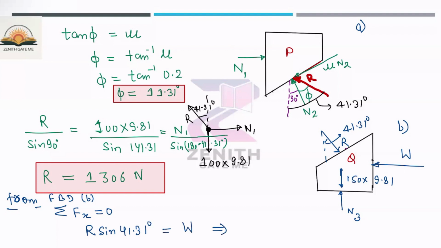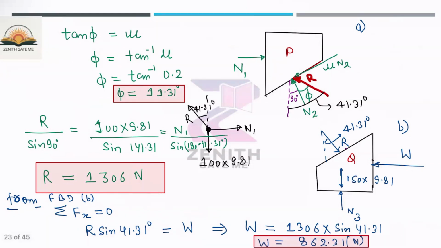Why? Because this is the force which is acting here and the other force is W. The R value you have already calculated. So from here you will get the W value, which is 1306 into sine of 41.31. Once you solve, you will get 862.31 Newton. So option A is the correct answer.